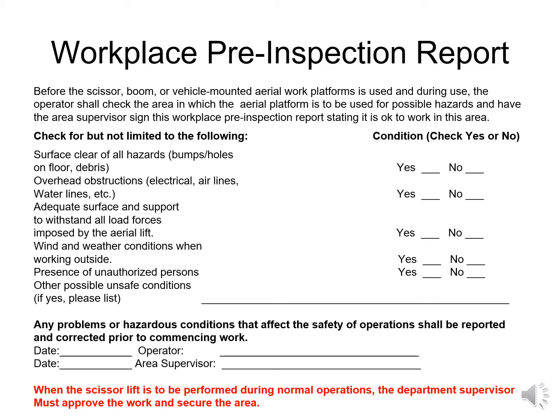Workplace pre-inspection report. This is an example of a pre-inspection report. We want to make sure the surfaces are clear, check yes or no, overhead obstructions, yes or no, adequate surface or support. So we go through here, make the checklist. We want to date it, the operator, and area supervisor.